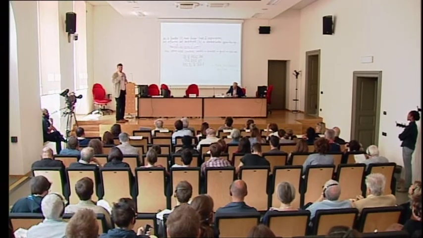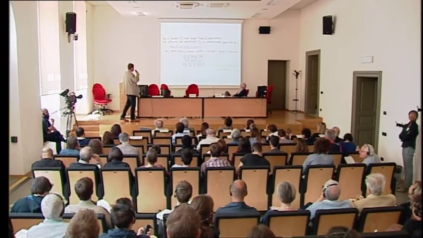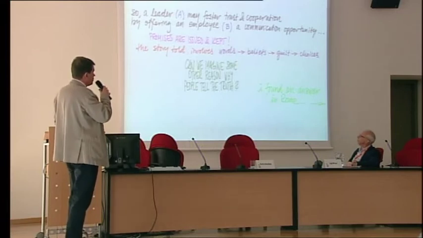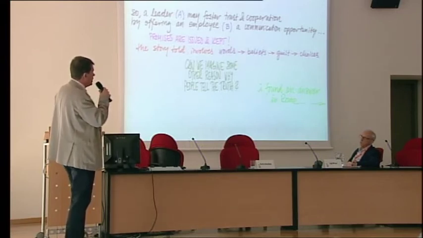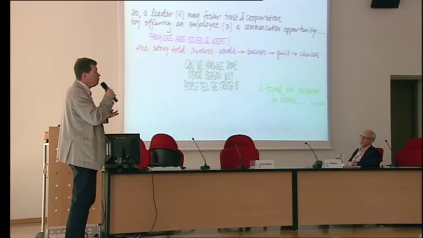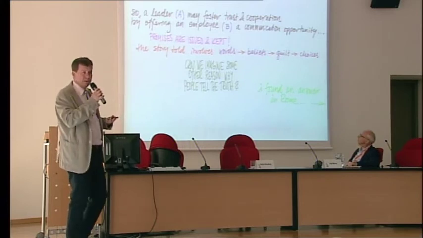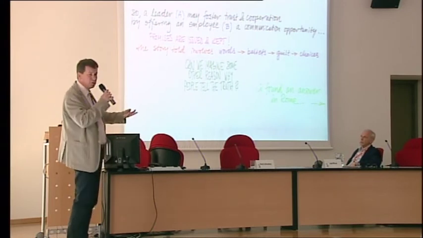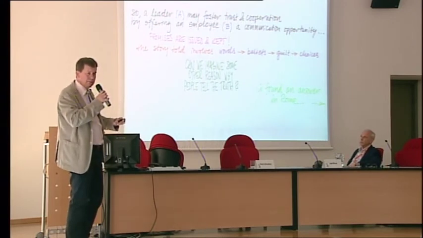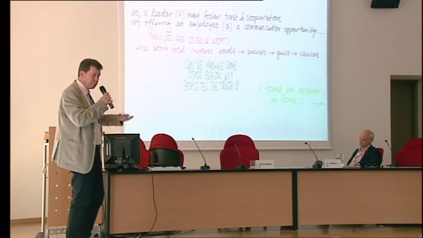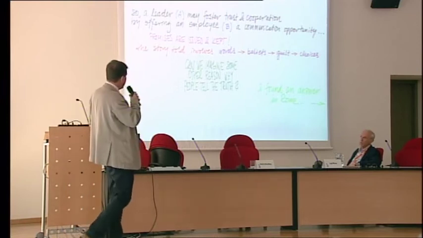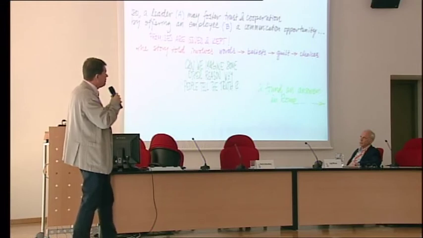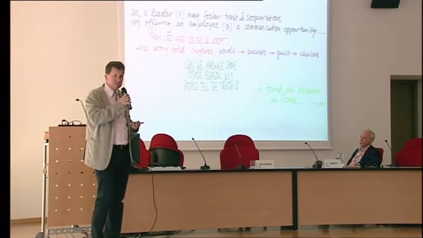In this second story, the leadership spin would be that a leader may foster trust and cooperation by offering an employee, in this case player B, a communication opportunity. Once you give people a voice, promises will be issued and kept. So that helps foster trust and cooperation. The story involves words, moving beliefs, and via guilt, this influences choices.